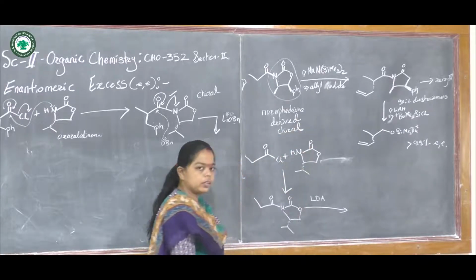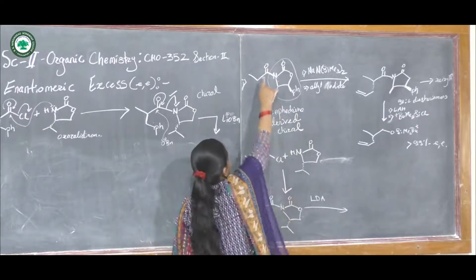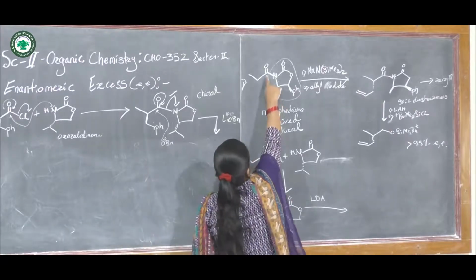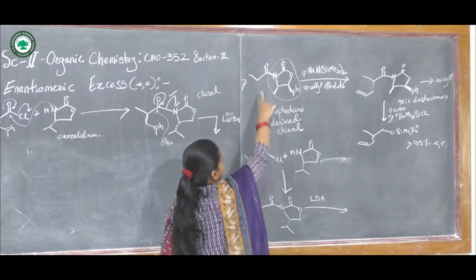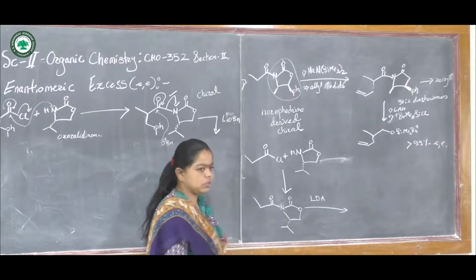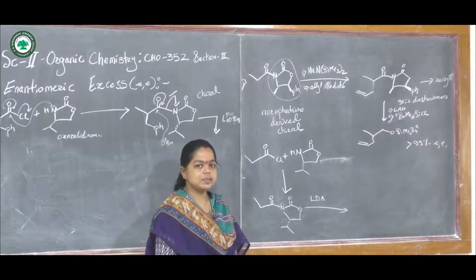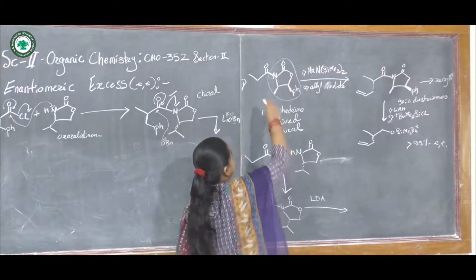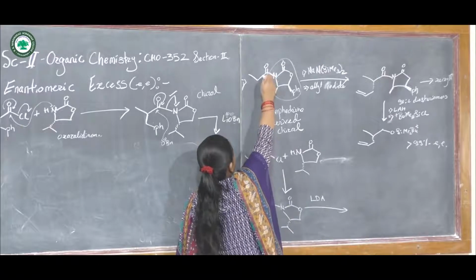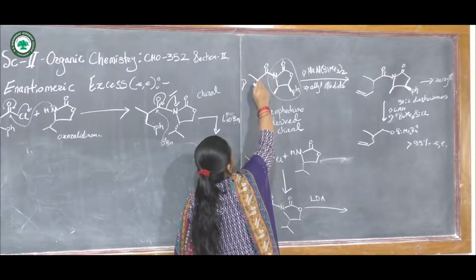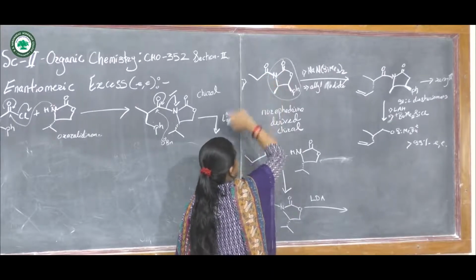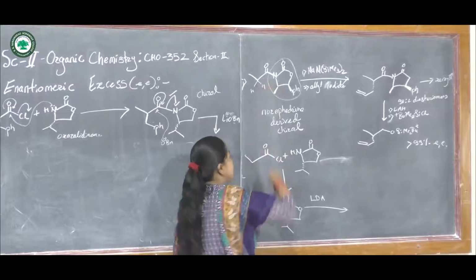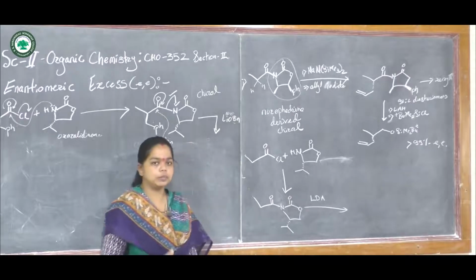The norephedrine-derived chiral auxiliary is attached to the acid chloride compound, and on removal of the chlorine we get this type of substrate. Now this is present in the enantiomerically pure form. Here the carbonyl group is present, with an amide linkage, and this is a chiral molecule, enantiomerically pure. These protons are found to be acidic because they are adjacent to the carbonyl group.